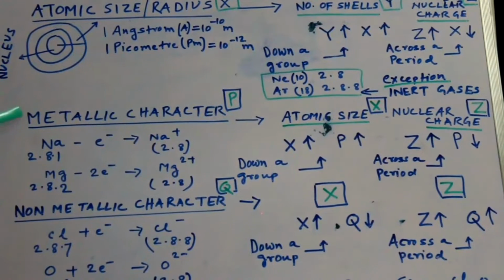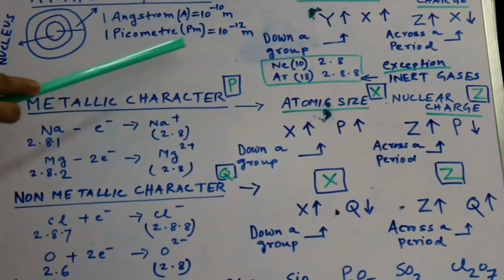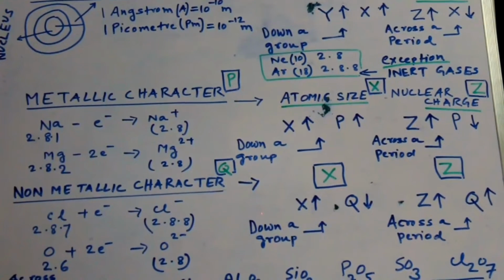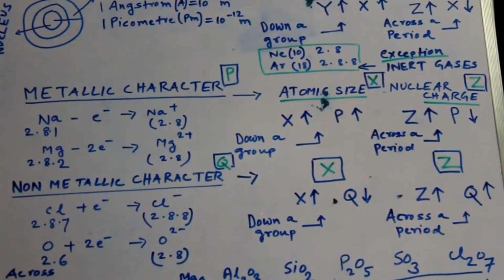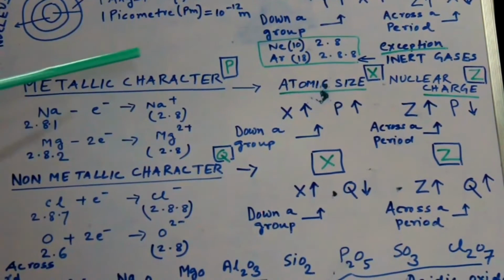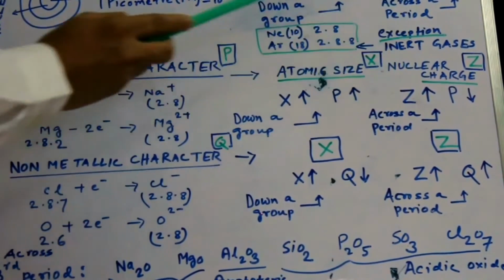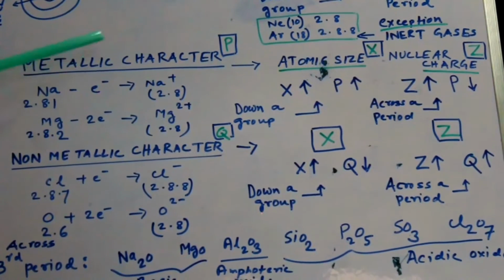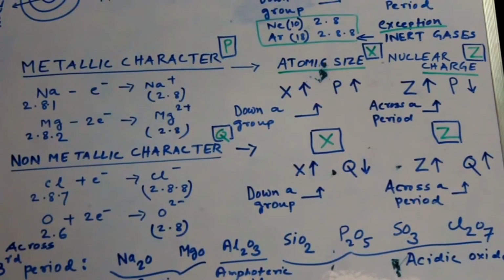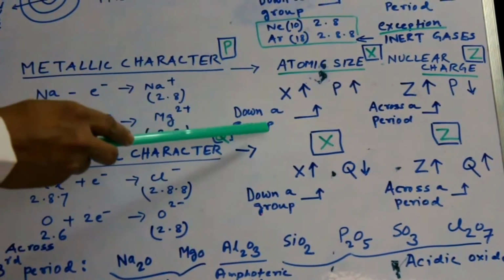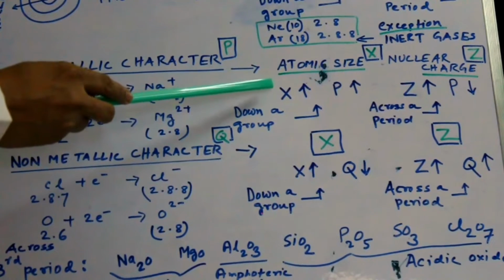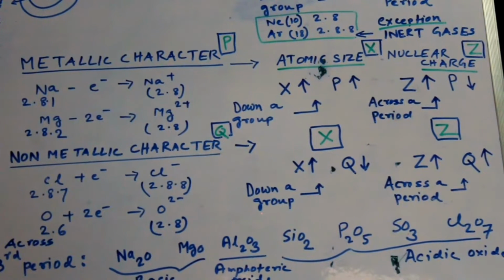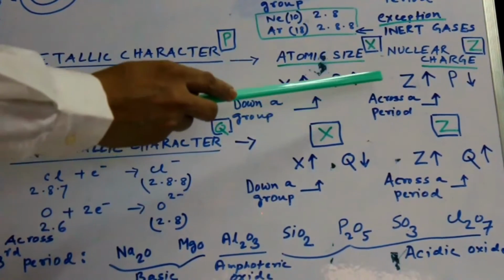Now the next concept is metallic character. I am determining metallic character with the letter P, atomic size with the letter X, and nuclear charge with the letter Z. Same as above, metallic character depends on two things: atomic size and nuclear charge. If X increases, that means atomic size increases, what will happen? The metallic character also increases. So down a group, the atomic size is increasing, so the metallic character is increasing down a group. And what happens across a period?